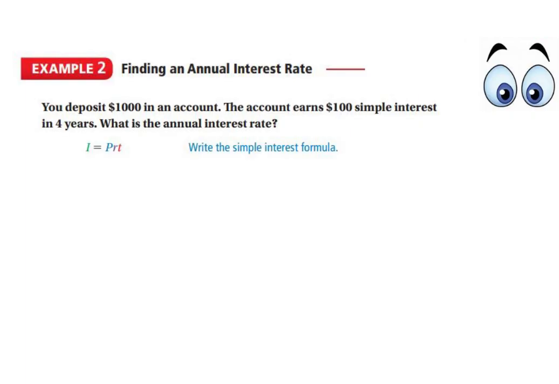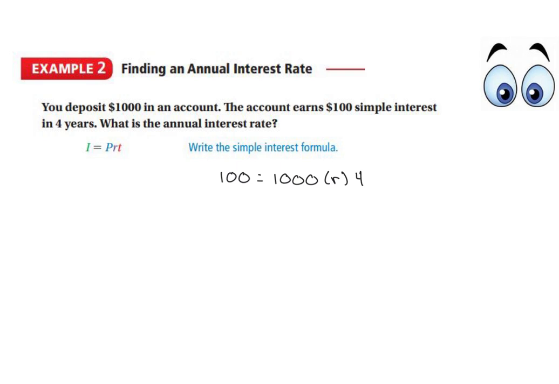So in example 2, let's find the annual interest rate. We start with the same simple interest formula. This time it says you deposit $1,000 into your account. The account earns $100 of simple interest. We do not know the rate. The time is 4 years.